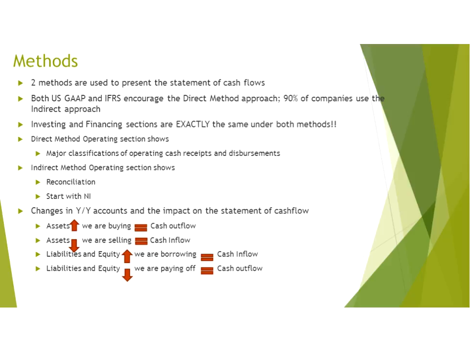So how does the direct and the indirect method differ? Well, the direct method has major classifications of operating cash receipts and disbursements. By that, you'll see on the next page, we're going to see what cash we got in from our customers. What cash did we use to pay for cost of goods sold? Those are the major classifications that we're going to show in the operating section of the cash flow statement under the direct method. Using the indirect method, it's really going to be a reconciliation, starting with net income. We're going to start at net income, and then we're going to make some adjustments for non-cash items or items that don't belong in the operating section.